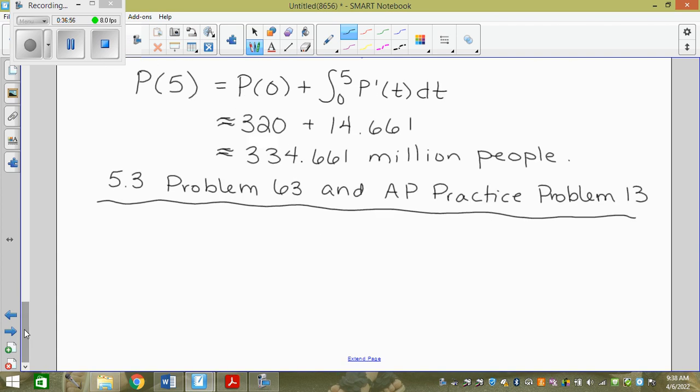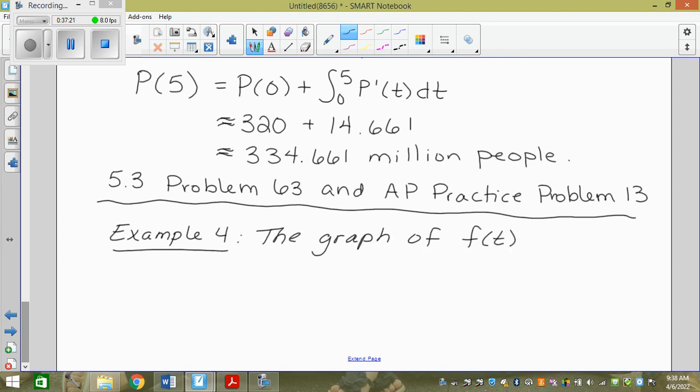Okay. We have one left. So example 4. The graph of f of t equals sine t from 0 to 2 pi is.